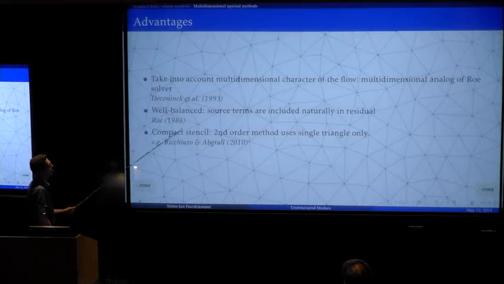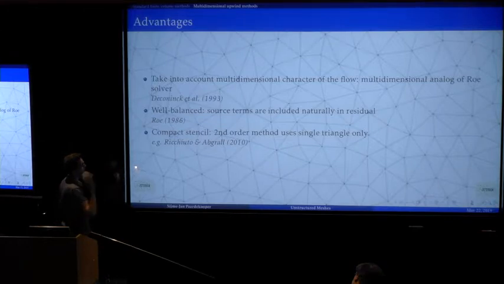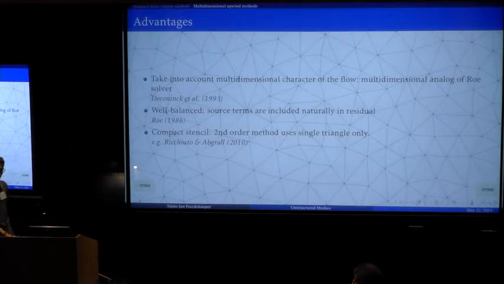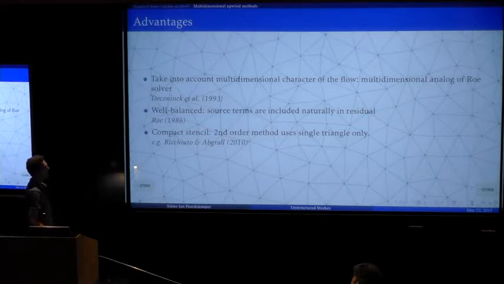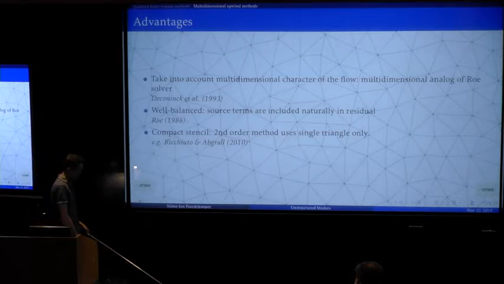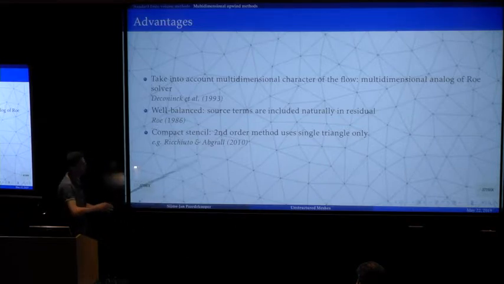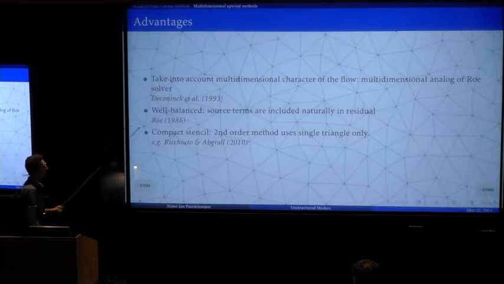Second, these methods are well balanced in the sense that if you have an atmosphere in hydrostatic equilibrium, then the method will recognize there's no residual, there's no fluctuations, so there's no time evolution. That's a bigger thing than you might think, because many Riemann solver-based codes cannot do that. They will show some evolution away from a hydrostatic equilibrium. Third, very important for parallelization, the stencil of these methods is very small. For a second order method, you only need a single triangle. So that's very good for parallelization.